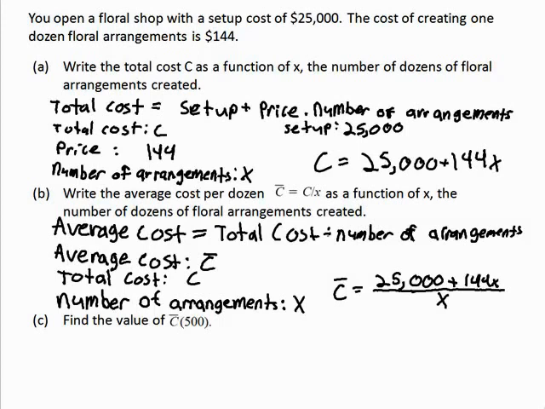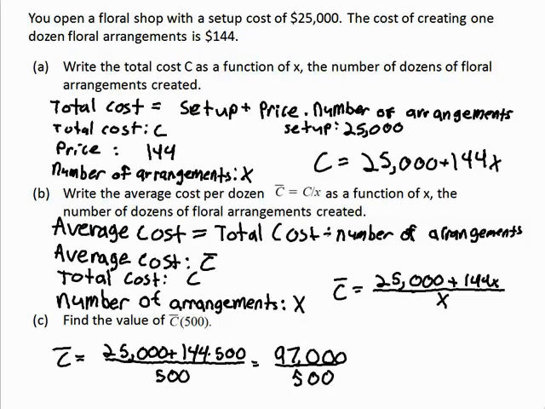Find the value of C bar at 500. Substitute 500 into the equation for x. 25,000 plus 144 times 500, divided by 500. This equals 97,000 divided by 500, which equals $194.